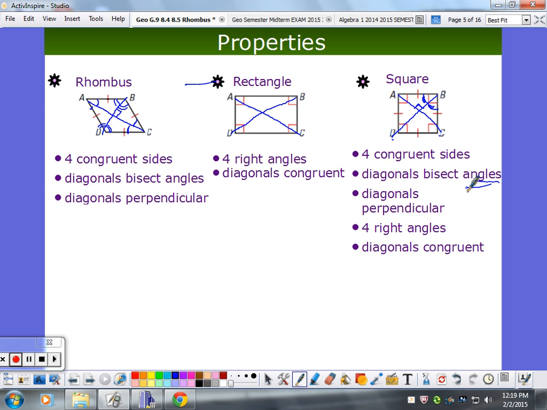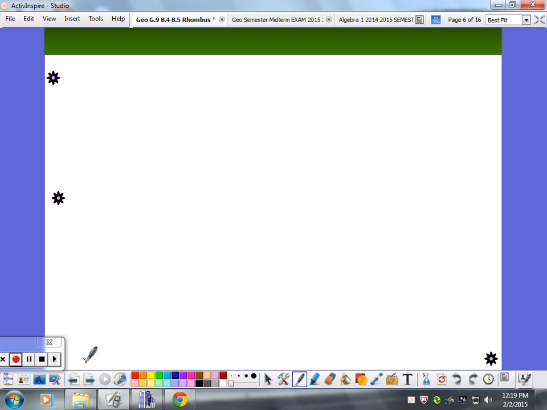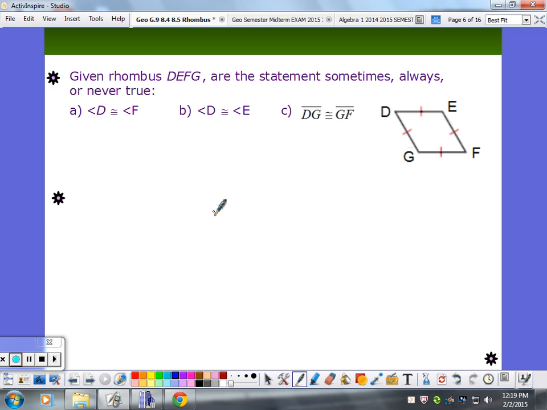Everybody find this change? Anybody not know where that is? What's next? These are some examples here. Bottom of the page here.